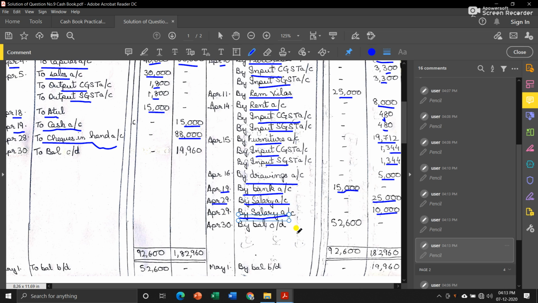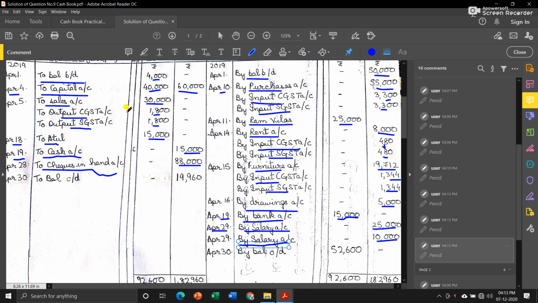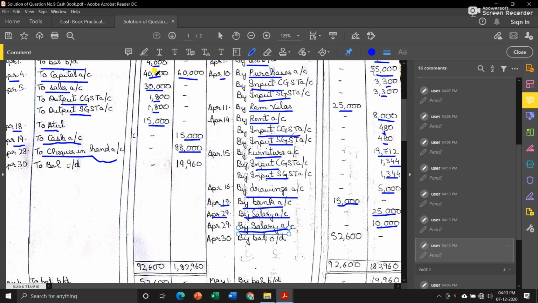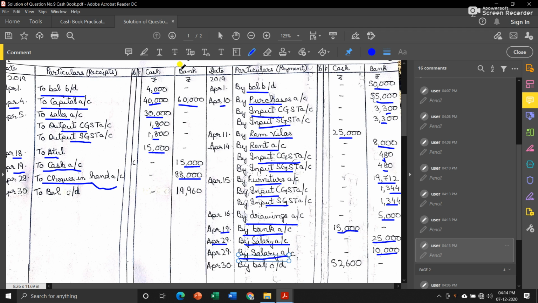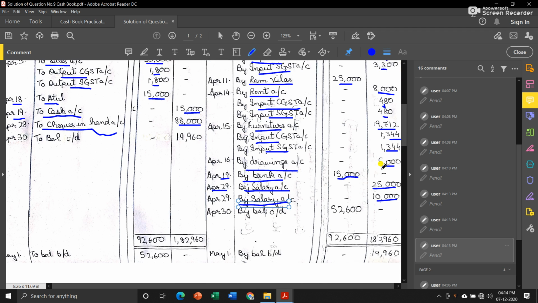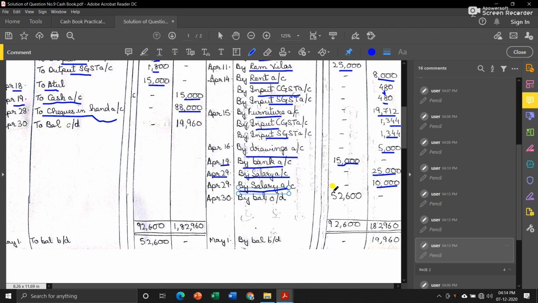Now after entering all the transactions, we have to balance the cash book. So roughly you find out the total of debit, cash and bank column, then credit, cash and bank column. Then after matching, you will find that we have a debit balance of cash column of rupees 52,600 and a credit balance of bank column of rupees 19,960. So this 19,960 will be treated as bank overdraft in next month.